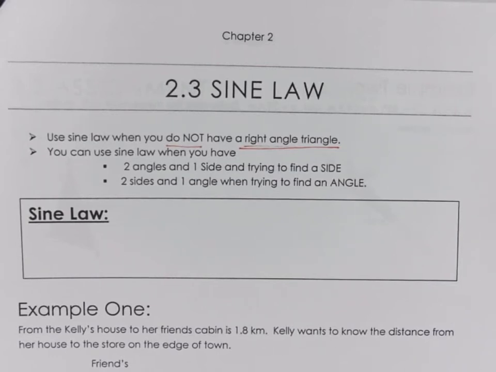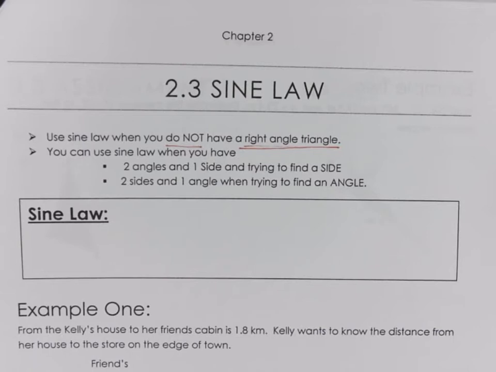Can I use Pythagoras in a non-90 degree triangle? The answer is no, you cannot. So Pythagoras, your right angle trig ratios, all of those belong to right angle triangles. When you have a triangle that does not have a right angle, then we're going to move into sine law and cosine law. Okay?